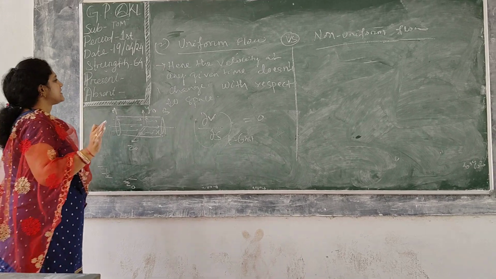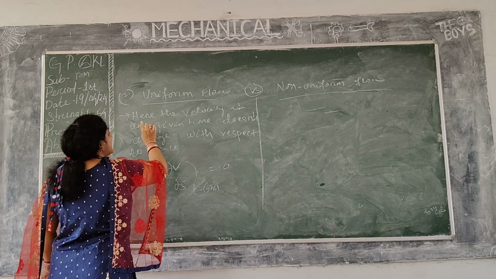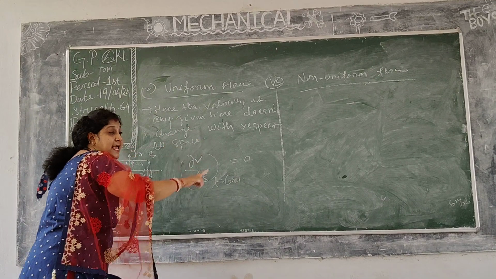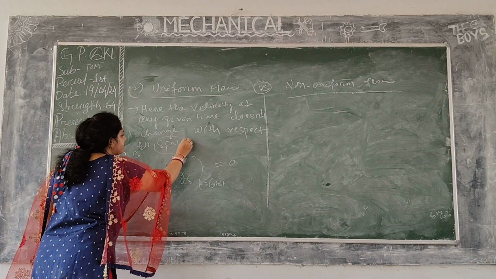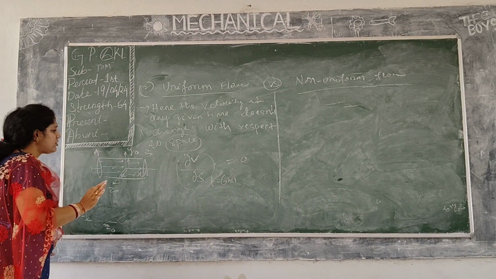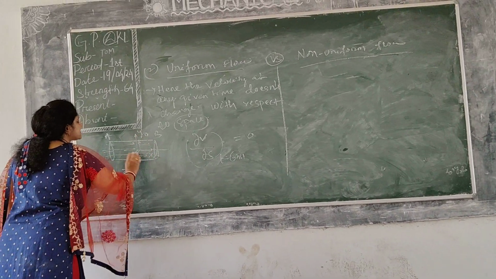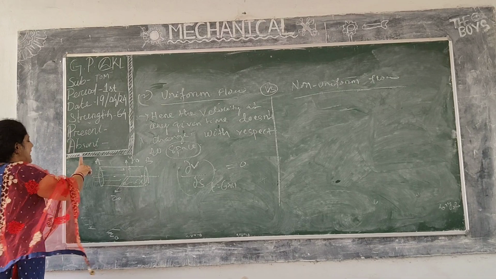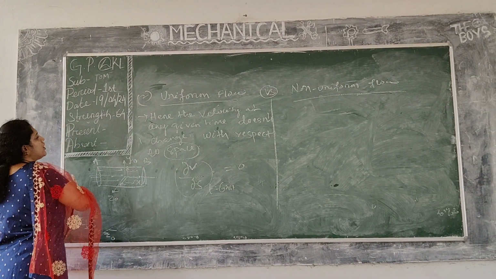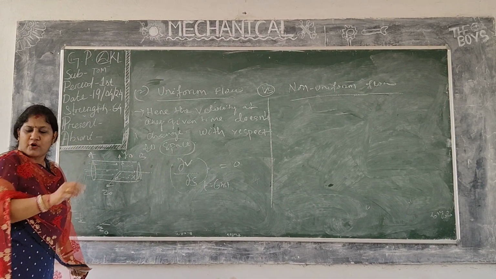So nothing changes. That's why it is told that the velocity at any given time does not change with respect to space. Why is this space-time? Because it considers all the three axes, X0, Y0, Z0, which means the total space is considered. So from starting to ending, the space concept totally does not change anything from point A to point B.